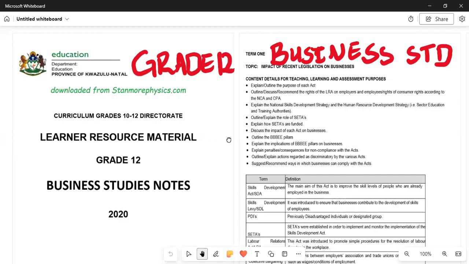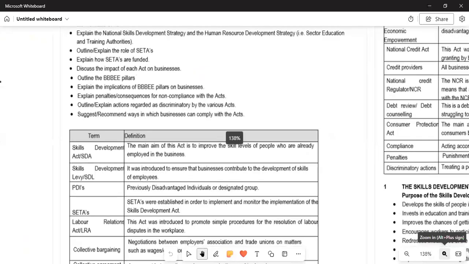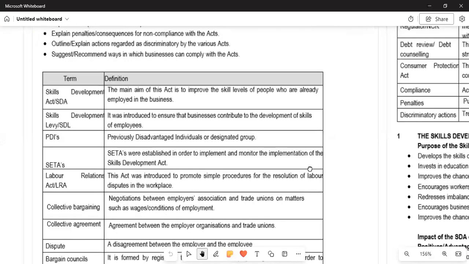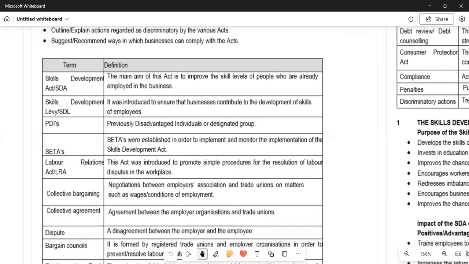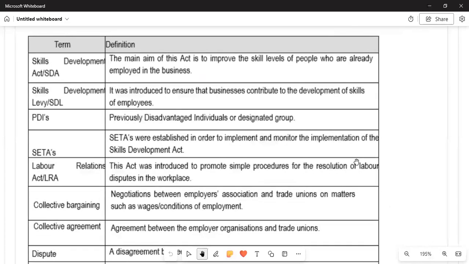They were brought into account because there were previously disadvantaged people who were not accommodated. So these acts were there to bring in the solution to that, so that they as well can be included and contribute to the economy of the country. Firstly, I would like to take you to the terms and definitions of these acts that we are going to talk about.